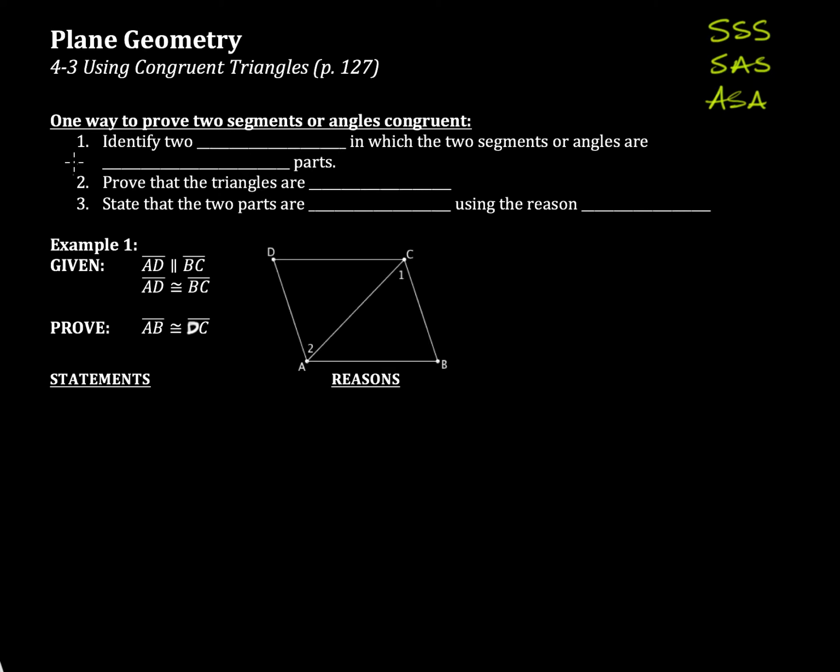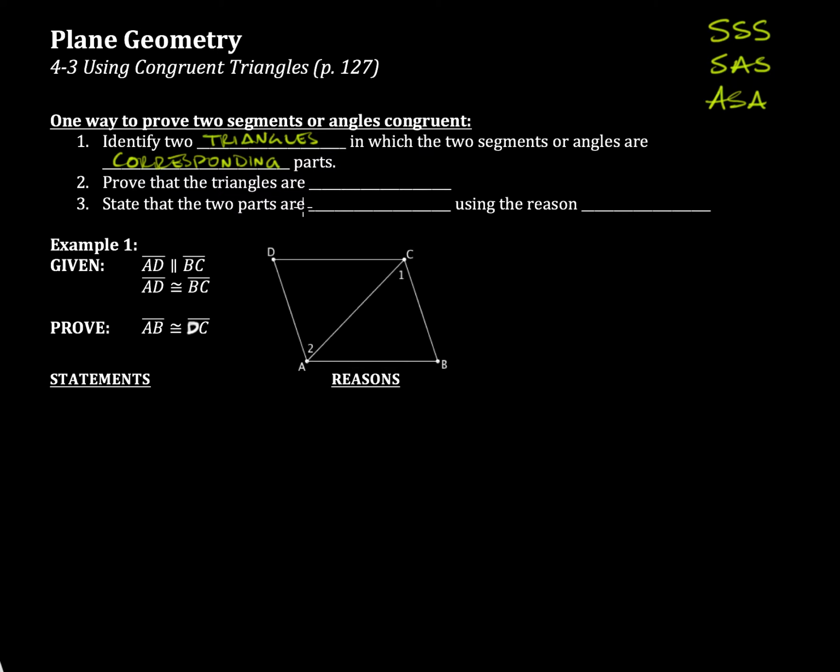So the three-step method that we're going to be employing is this. If we're trying to prove that these two segments are congruent, we're first going to identify two triangles in which the two segments, or maybe you're doing it with angles, are corresponding parts. So hopefully remember what it means for two segments to be corresponding parts. If we look down here, triangle ADC and triangle CBA would have DC and AB as corresponding sides. So that's step one, identifying that these two triangles would use these parts as corresponding parts.